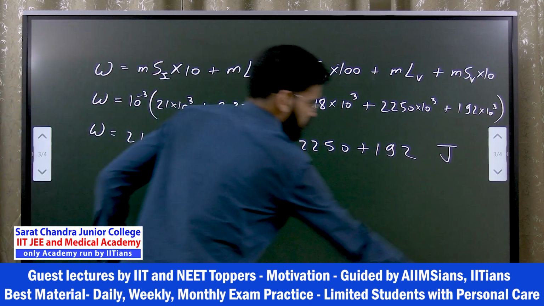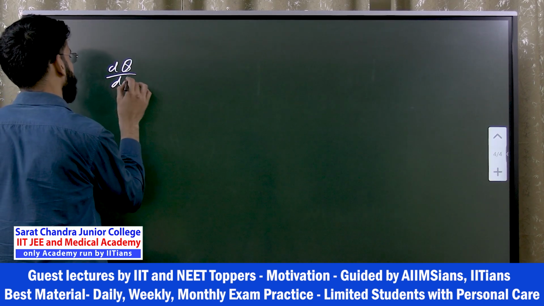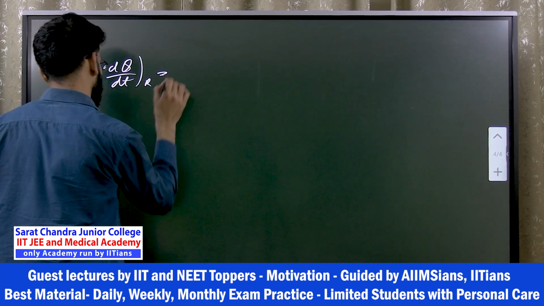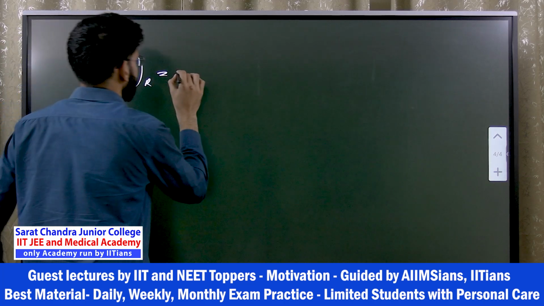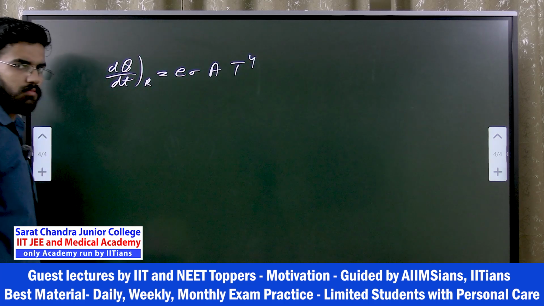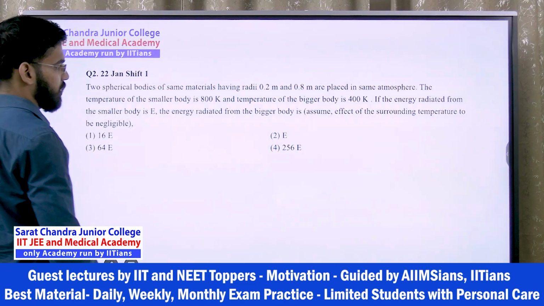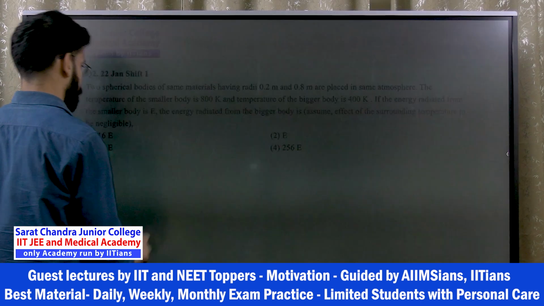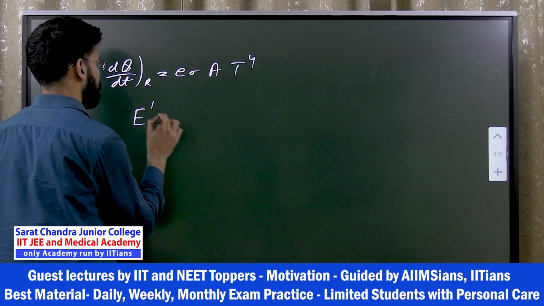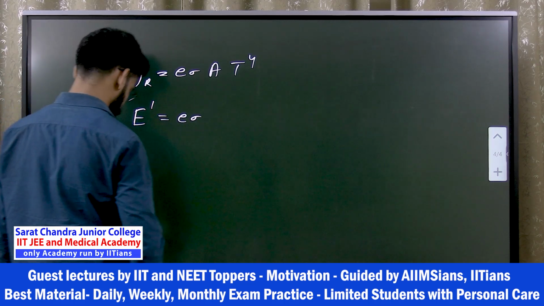So understand it like this: dQ by dt radiated will be E sigma A T raised to power 4, right? It depends upon the body's temperature. So for the bigger body, if you write down, let's assume this is E dash, okay? So that he is saying E sigma same.